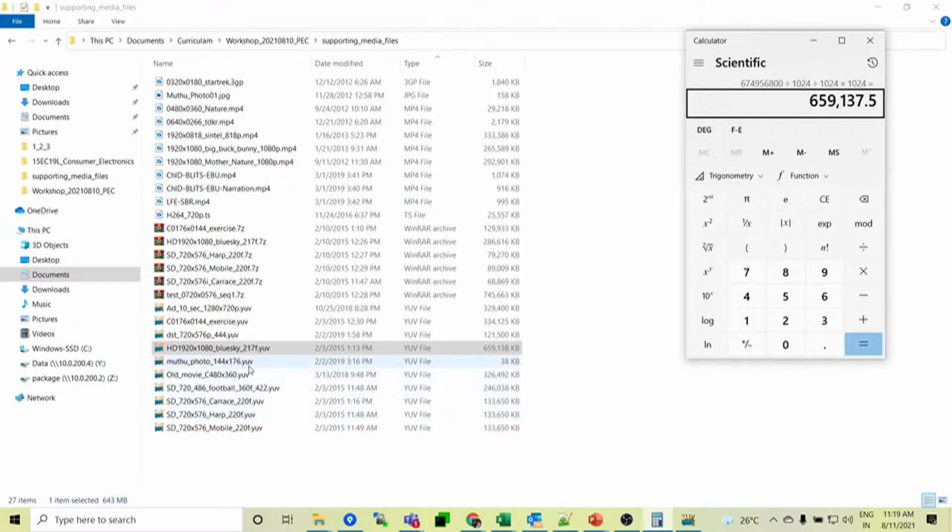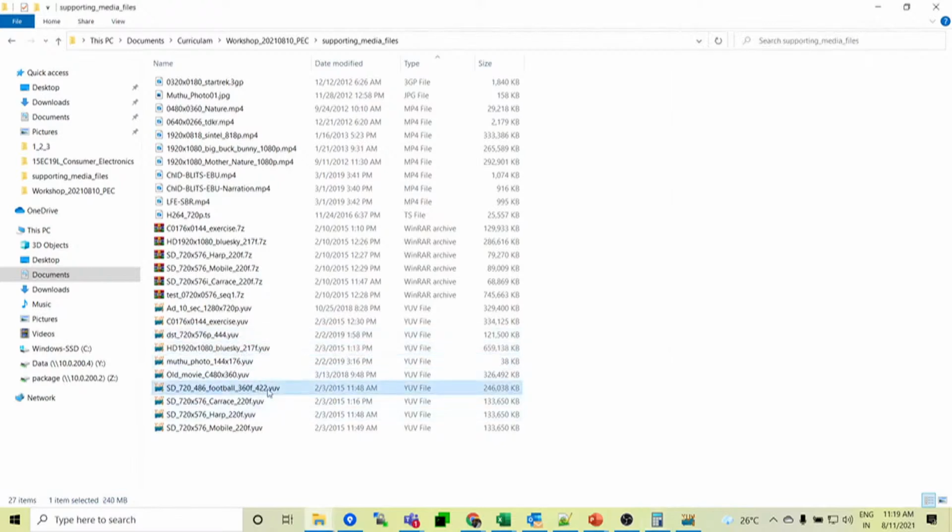Now what you have done is for 420. Can you calculate for 422? This is a file 720 by 486, football, 360 frames, 422. Can you calculate this particular value? Again I'll tell you, 720 cross 486, but in 422, only the width is halved, not the height, and there are 360 frames. So the file size in KB will be 246,000. Just check that. If you check this, you will be comfortable with everything.